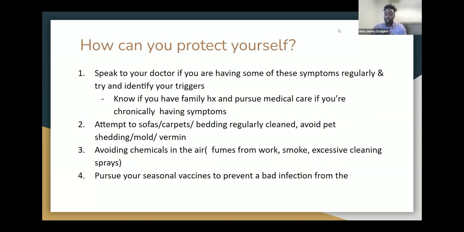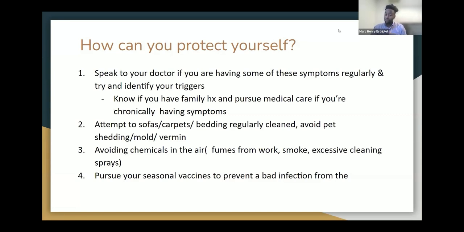The next major thing is to attempt to keep surfaces regularly cleaned. Sofas, carpets, and bedding are oftentimes places where allergens really get in there and live and stay. So try to keep those areas clean, regularly washing bedding and sheets, and avoiding pet shedding. If you do have a pet, keep whatever comes off them cleaned often.